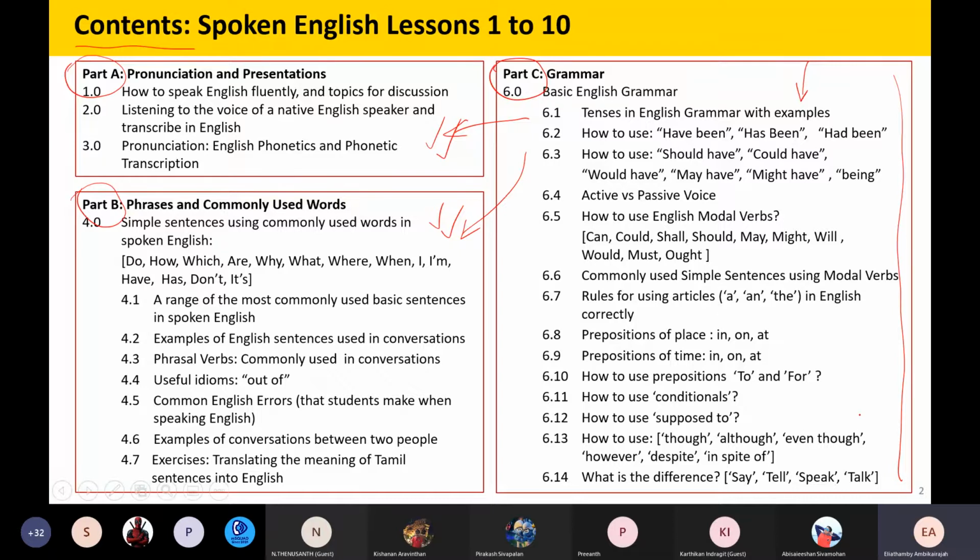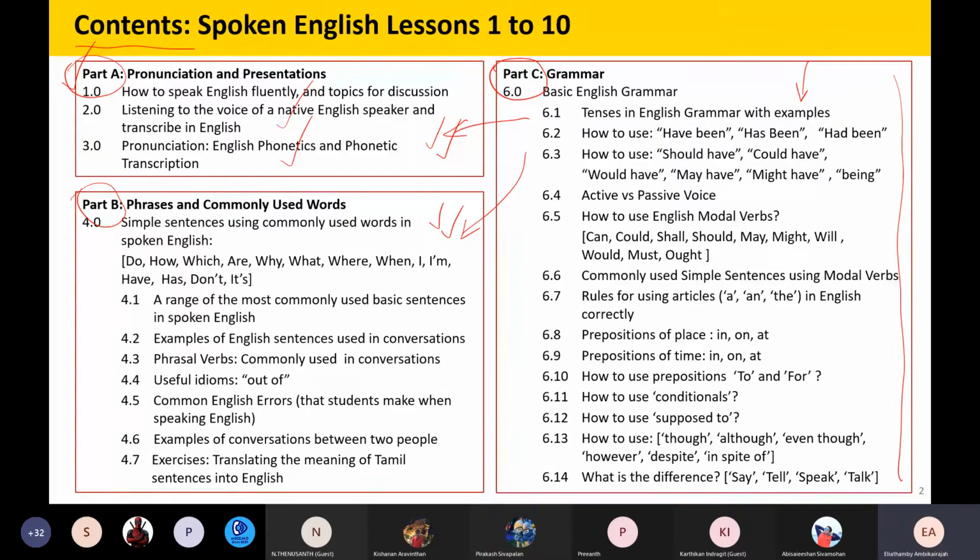If you look at Part A, very important. First thing is that I've shown you how to speak fluently. You construct sentences, stay in front of the mirror, and speak without looking, memorizing the words and sentences. Speak in front of the mirror. So that's one. Then I've given you some native speakers' voice and you transcribe them. That's the second one. The third one is phonetic translation.